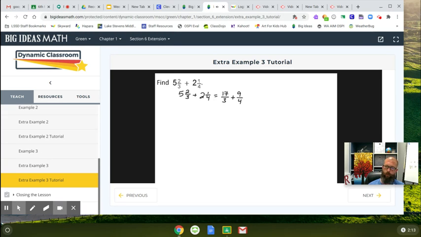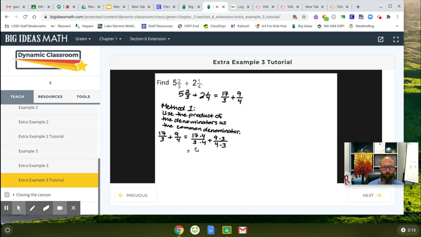Now there are different methods to find this sum. One method is to use the product of the denominators as the common denominator. To do this, multiply the numerator and denominator of 17/3 by 4, and multiply the numerator and denominator of 9/4 by 3. 17 times 4 is 68, and 3 times 4 is 12. 9 times 3 is 27, and 4 times 3 is 12.